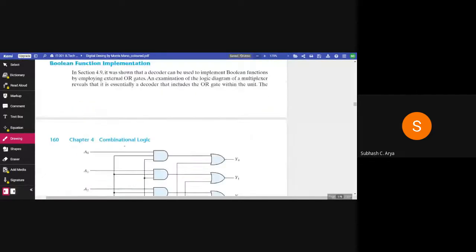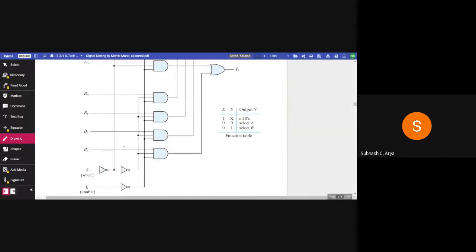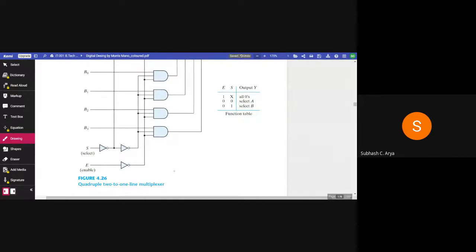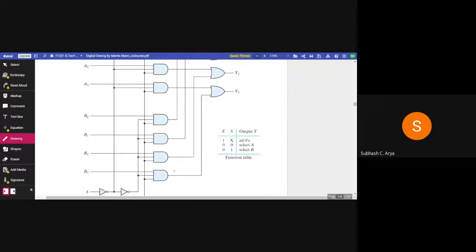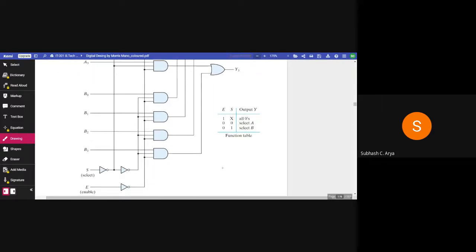Sometimes we want to control the entire circuit. Then an enable line is given here. When E is equal to 0, irrespective of the selection lines, all outputs will be zeros. And when E is equal to 1, then based on the selection lines like S0 or S1, the particular input line is enabled and will be available at the output.